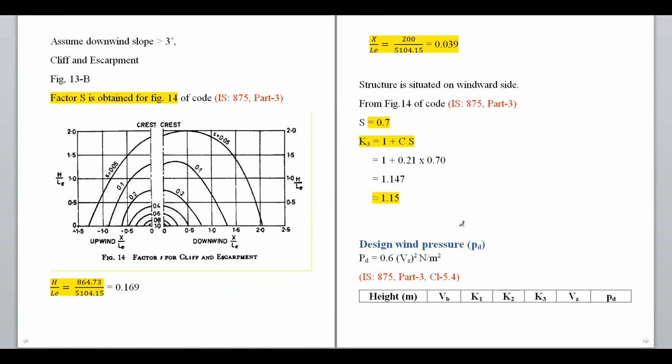There is just this type of change in K3, and all the remaining calculations are the same. If the slope degree is more than 3, then we have to conduct this type of calculation for K3.